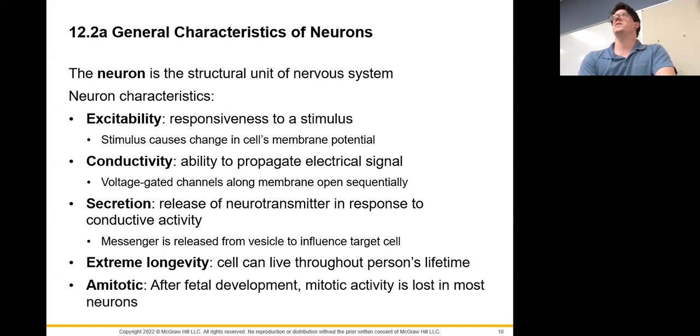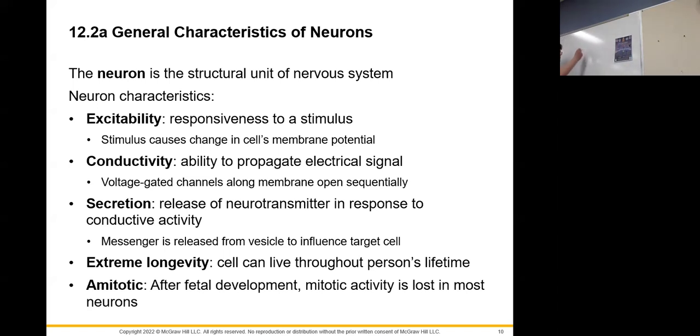Now, something that makes our neurons different from our muscle cells is that they are secretory. This means that they release a neurotransmitter. If we are conductive and we send a signal down the length of the axon, the way that we are going to get that signal to go to the effector or to the next neuron in the chain is going to be through the release of a neurotransmitter. Okay, so we have to have this secretory portion.